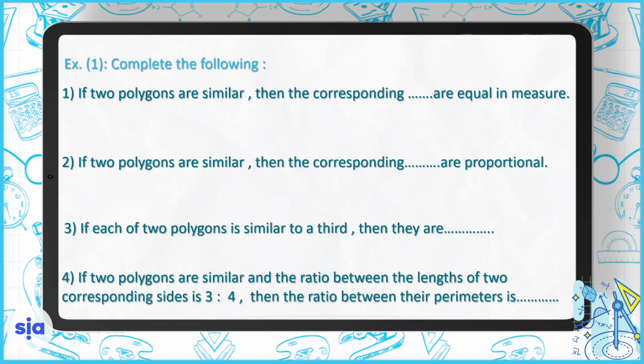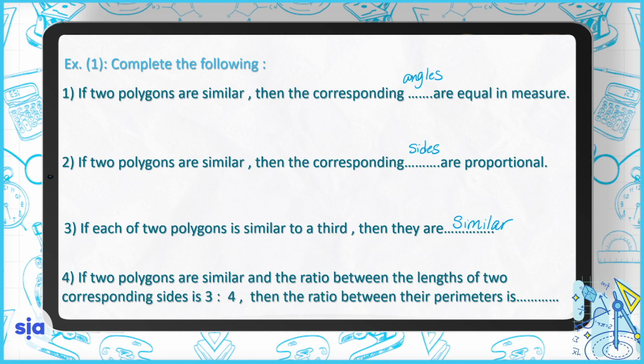Let's now go to exercise number 1, to complete each of the following. If two polygons are similar, then the corresponding what are equal in measure? Excellent. The corresponding angles are equal in measure. Question 2. If two polygons are similar, then the corresponding what are proportional? Good job. The corresponding sides are proportional. Question 3. If each of two polygons is similar to a third, then they are? Good job. They are similar.